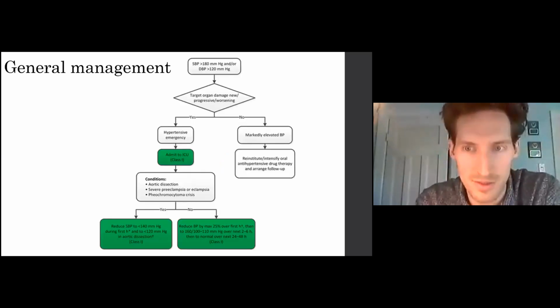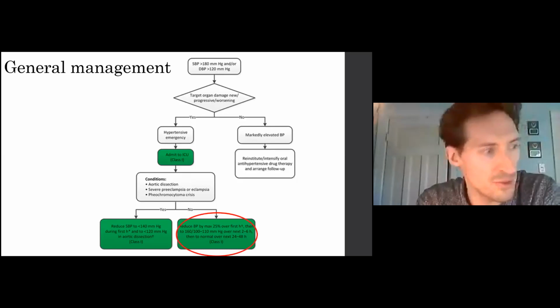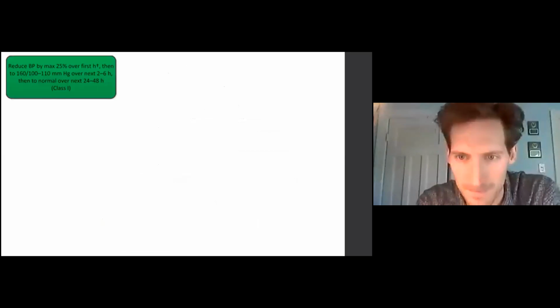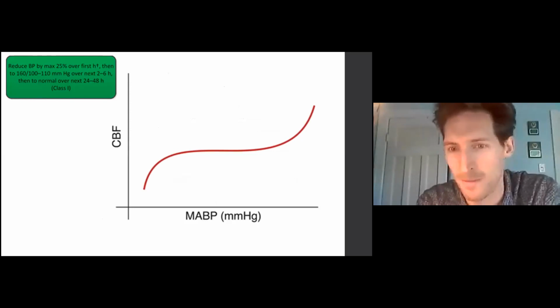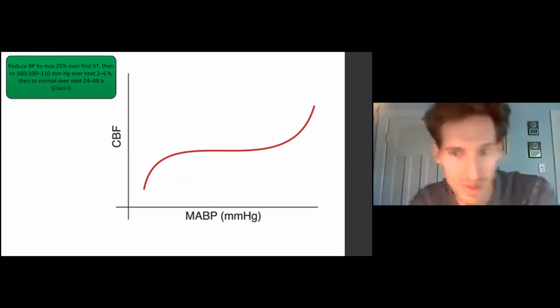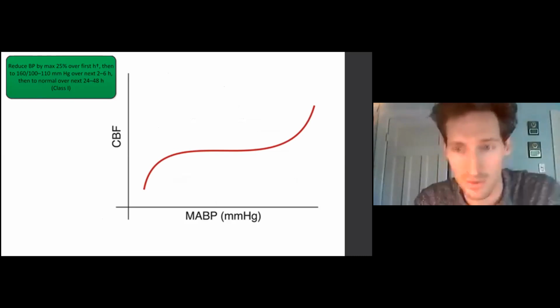The 2017 AHA guidelines talk about reducing your blood pressure by a max of 25% over the first hour. Where does that come from? It's basically that if you remember your autoregulation curve, the cerebral vasculature maintains a steady perfusion through a range of MAP, right? The thought is that the lower inflection point on the autoregulation curve is the point that's the point where the brain becomes hypoperfused.